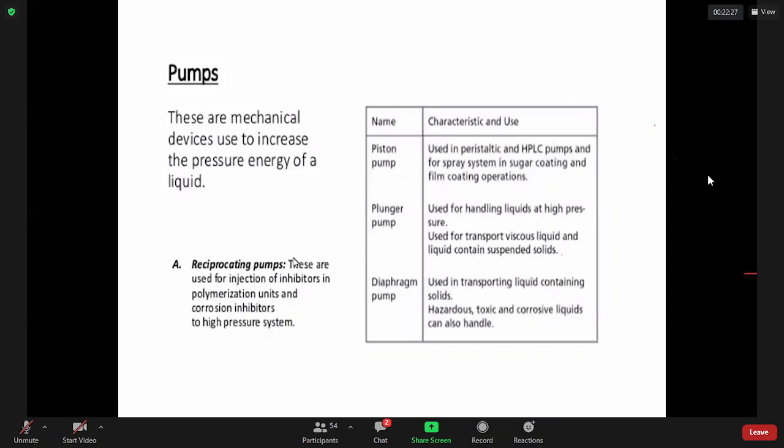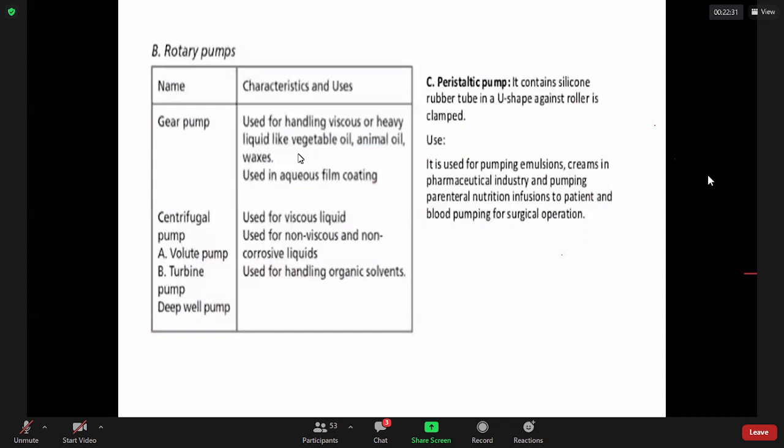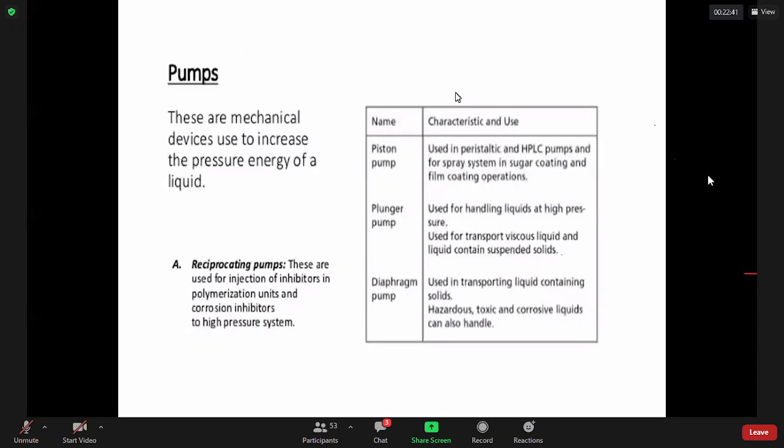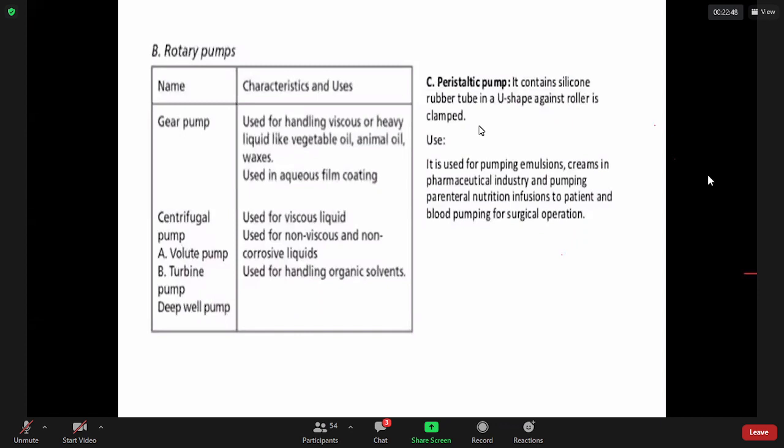We have different types of reciprocating pumps. We have rotary pumps and many others. But right now we are going to deal with three: the rotary pumps, reciprocating pumps, and then the peristaltic pump, which contains silicone rubber tube in a U-shape. So all these ones here are going to be sent on to you. They are pictorial, to be sent to you in the notes that I'll be able to send to you.